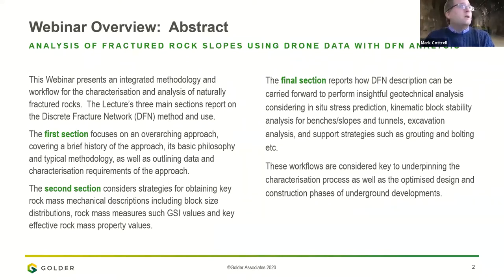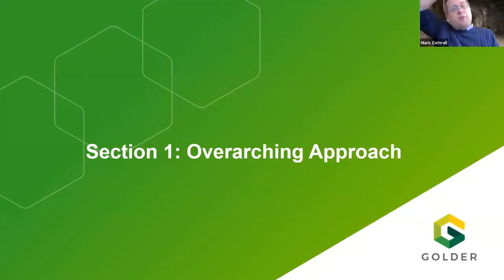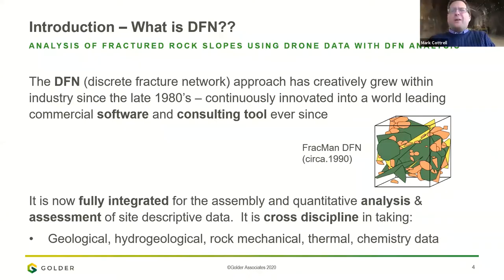So, continue. The overarching approach. What is DFN? What is the discrete fracture network method? The discrete fracture network method is not new. It's been around since the late 80s, so we're talking close to 35 years old. It started out in the nuclear industry, but it's really featured in every industry that we encounter today. So everything from mining and infrastructure to oil and gas and renewables.